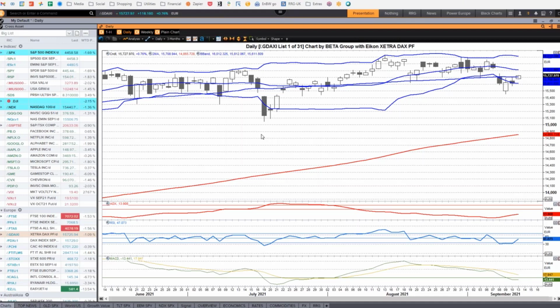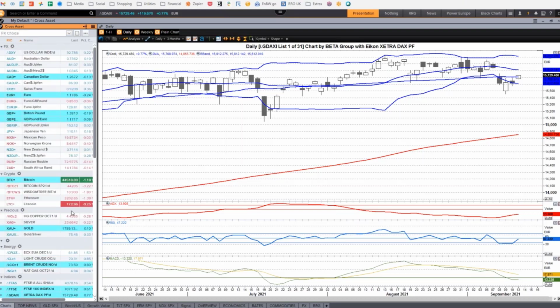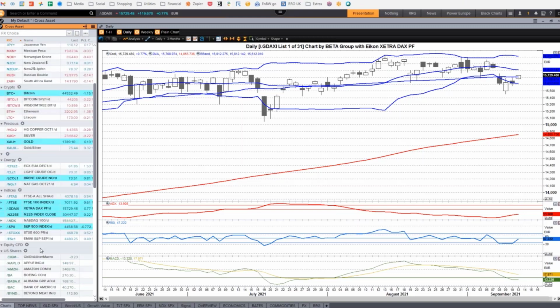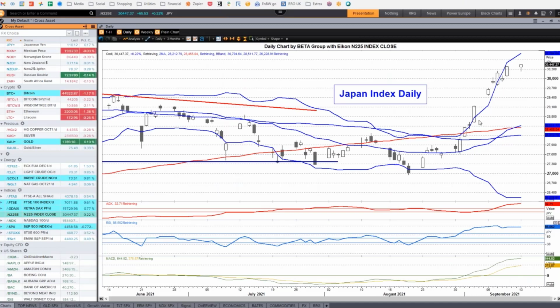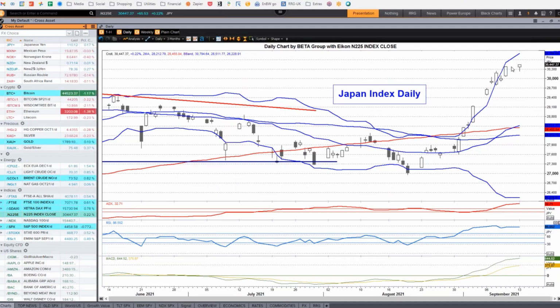But there is one shining star here, and that is the Japanese market, the Japan index. Sorry, let's go back to my proper list here. So the Japanese index, and here it is. Now we are going up here, and we like that, it's going up. But let's get the context for this going up that's going on here.